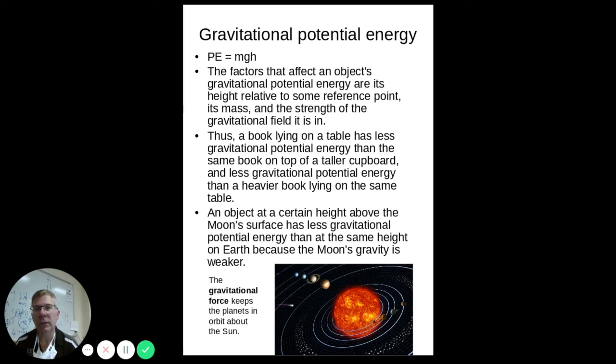It says, thus, a book lying on a table has less gravitational potential energy than the same book on top of a tall cupboard, and less gravitational potential energy than a heavier book lying on the same table. An object at a certain height above the moon's surface has less gravitational potential energy than at the same height on Earth because the moon's gravity is weaker. The gravity on the moon is 1/6 of the Earth. It doesn't have 0. If it didn't have gravity, the moon wouldn't be around. It would just start falling apart. So the gravitational force keeps the planets in orbit around the sun.